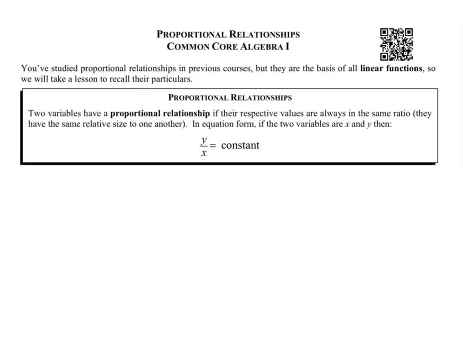All right, Unit 4. So we're going to talk about proportional relationships. You've studied proportional relationships in previous courses, but they are the basis of all linear functions. So we will take a lesson to recall the particulars. Two variables have a proportional relationship if their respective values are always in the same ratio. They have the same relative size to one another. In equation form, if the two variables are x and y, then y over x equals a constant.